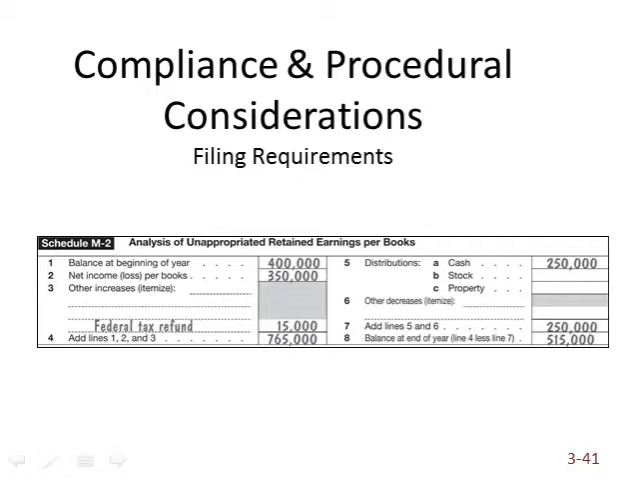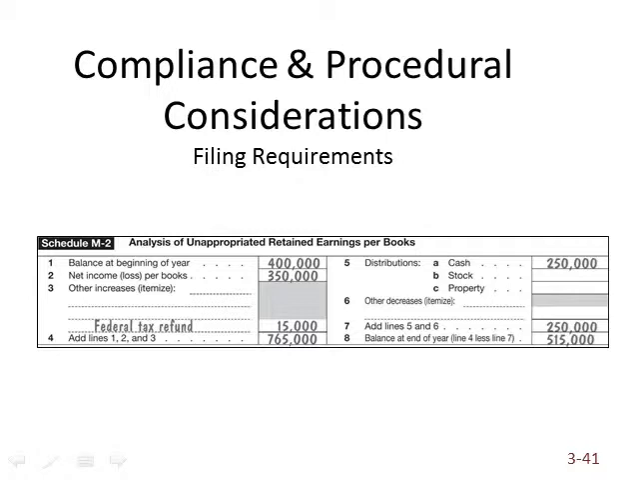Then we have distributions that we reduce, and these are cash distributions, so generally dividends, of $250,000, which we reduce the $765,000 from line 4 by to get us to a balance of retained earnings at the end of the year of $515,000. And so again, this is just a schedule that's completed as a part of the tax return that reconciles retained earnings.